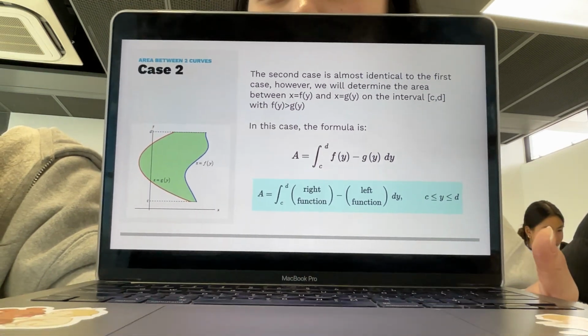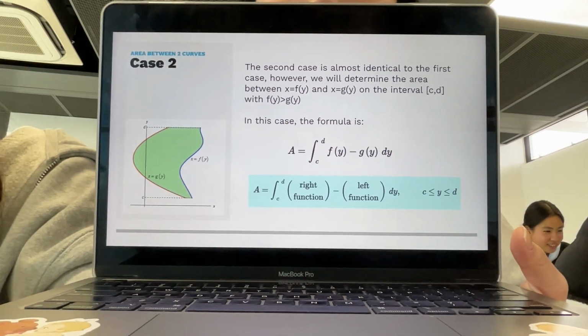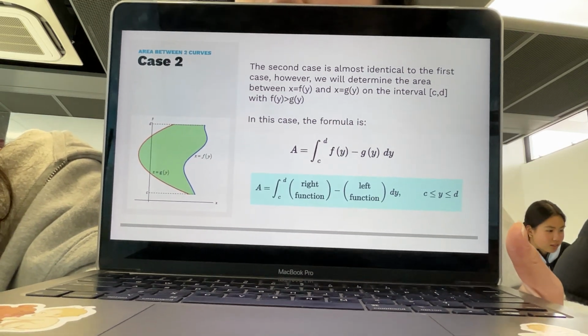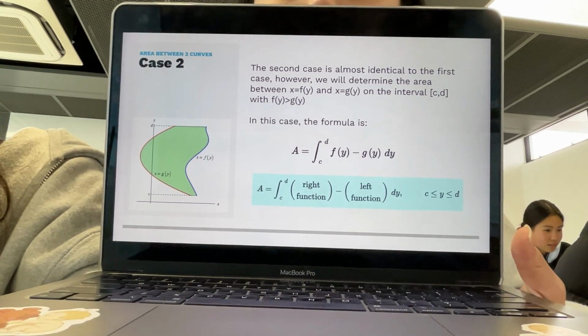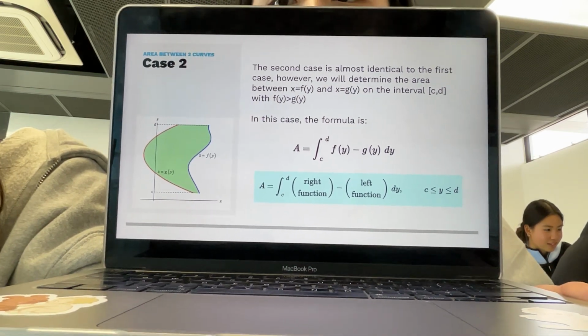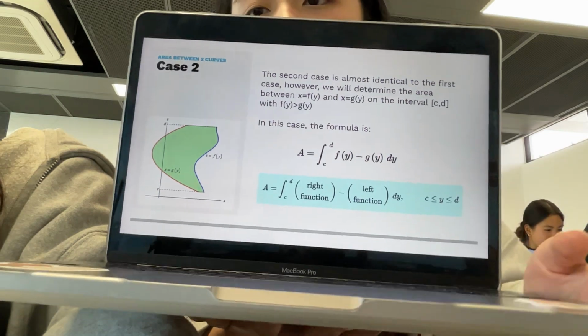So what we have to do is apply our previous formula. However, we will be changing f(x) and g(x) to match f(y) and g(y). You need to find the inverse first because the axis is different.